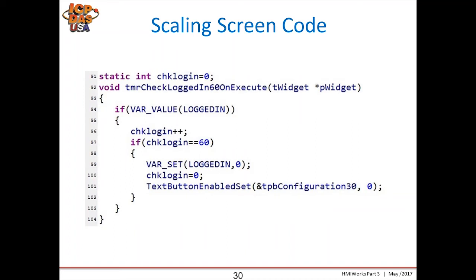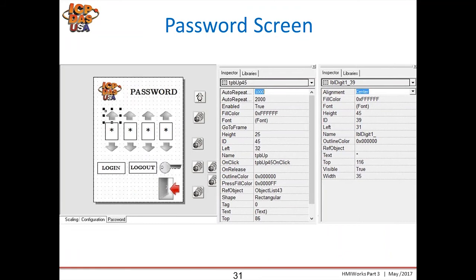The timer will check whether the user is logged in or logged out after 60 seconds. We create a counter, check login. Every time the timer executes, we increment the counter if the user is logged in. When the counter reaches 60, we set the login tag to 0, which is the same as logging out, and disable the button to go to the configuration screen. For the configuration screen, we do not need any modification.